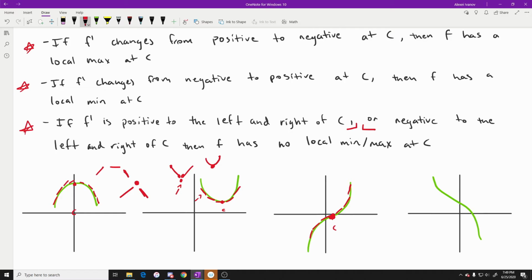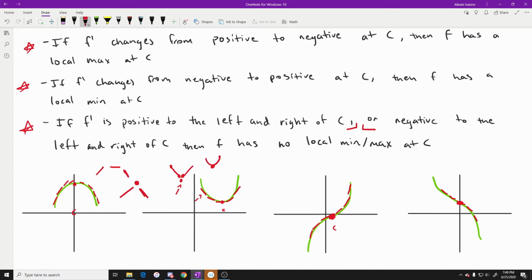We cannot say anything about this point right here. Likewise, if we were to take c to be right there, and we would look at the slopes, this has a negative slope right here. And as you can see, the slope after c does not change direction. So again, we cannot say that it has a local min or max. And it actually makes sense because this point right here in the middle is neither a min nor a max.